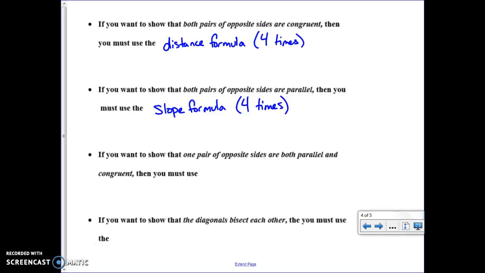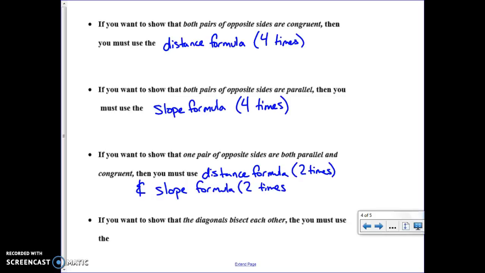If you want to show that one pair of opposite sides are both parallel and congruent, you would use the distance formula two times. And then for the same side, the slope formula. So again, 2 times. If you want to show that diagonals bisect each other, you would use the midpoint formula. This would be a great place, if you don't have those formulas memorized, also to write them out here.